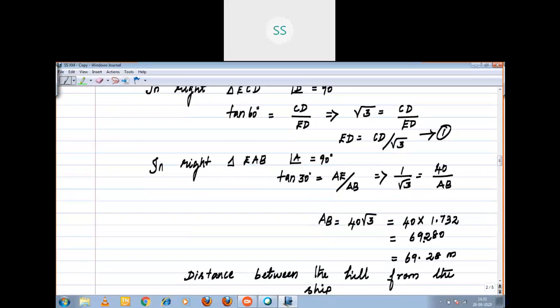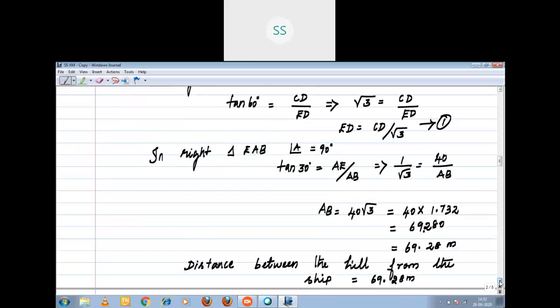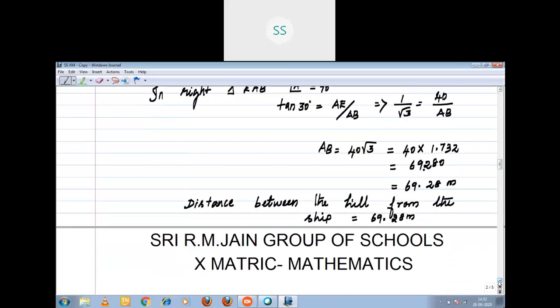Distance between the hill from the ship. They are asking distance as well as height of the hill, right? From the ship equal to 69.28 meter. Got it, children? Now, AB equal to 40 root 3. You got it, right? Now, what is your equation number 1?